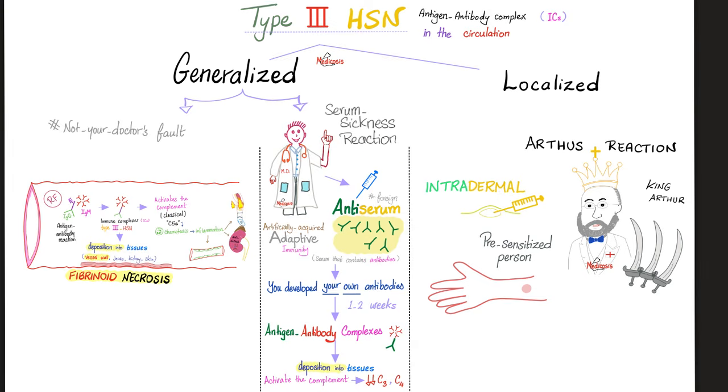Serum sickness reaction is generalized, Arthus is localized. Serum sickness reaction is acute, Arthus is subacute and subcutaneous. Someone injected me with something subcutaneously or intradermally. What happened? The problem is I was already pre-sensitized. Oh, you were sensitized to the same antigen before? Yes. And now with this exposure, I developed a small, localized, subacute, subcutaneous or intradermal lesion. This is the Arthus reaction.